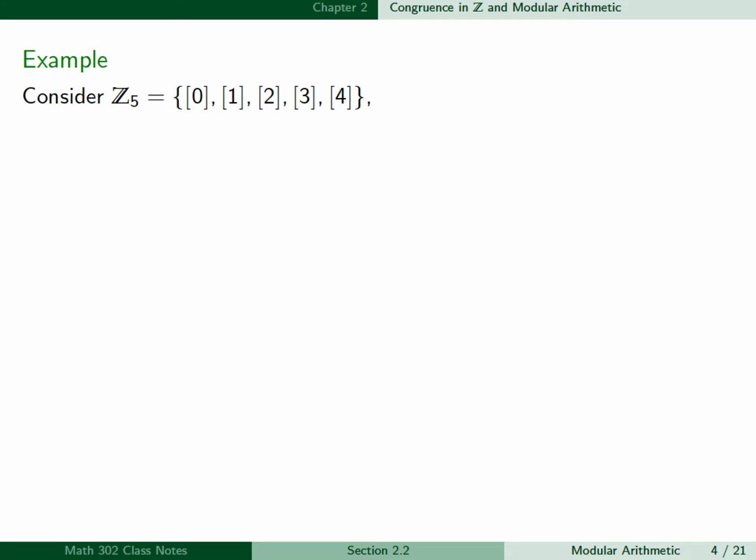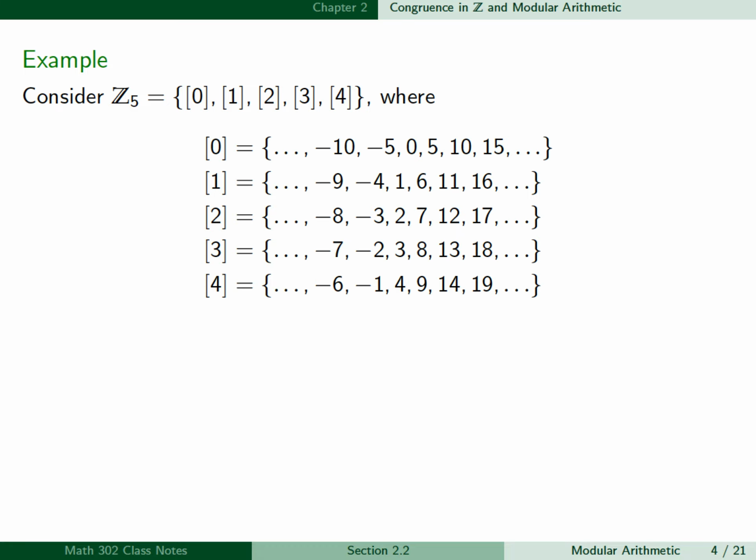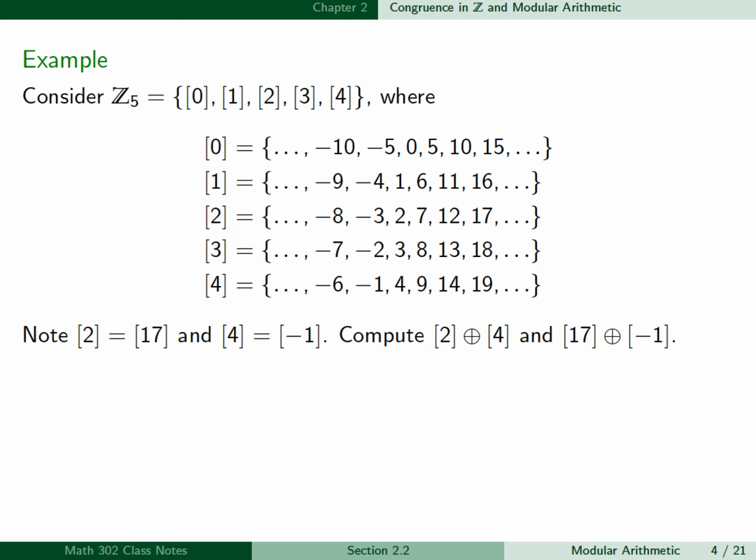For example, let's consider Z5, which contains the classes 0, 1, 2, 3, and 4, where the classes are as shown. Now note that the class of 2 is equal to the class of 17, and the class of 4 is equal to the class of -1. We want to compute the class of 2 plus the class of 4, and the class of 17 plus the class of -1. We can also compute the class of 2 times the class of 4 and the class of 17 times the class of -1.